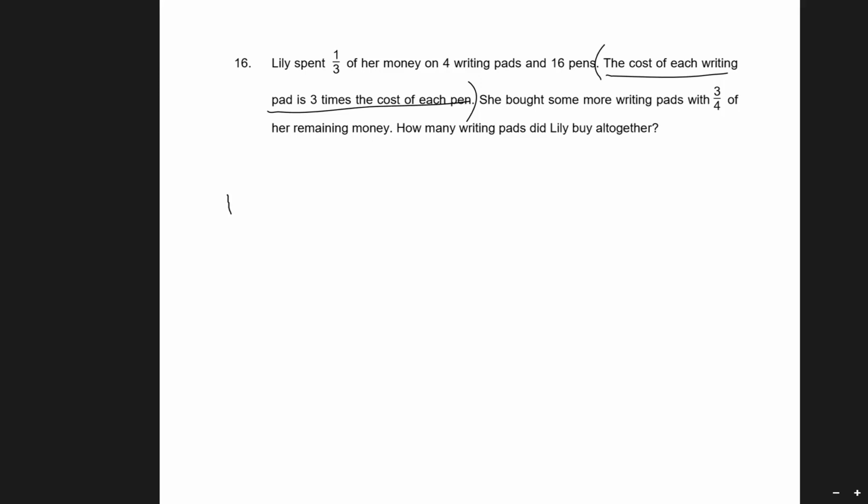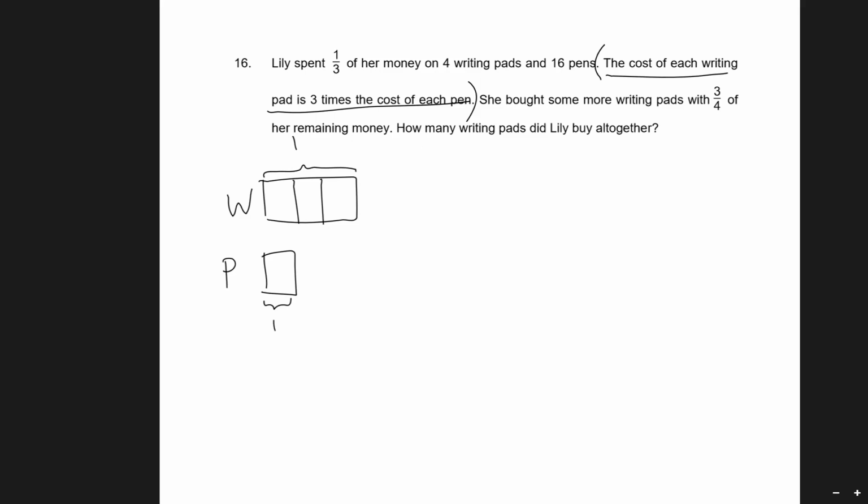So we have a writing pad and we have a pen. Now the writing pad is going to be more expensive. It's going to cost 3 compared to the pen, which is 1. So this is for 1 pen, this is for 1 pad.